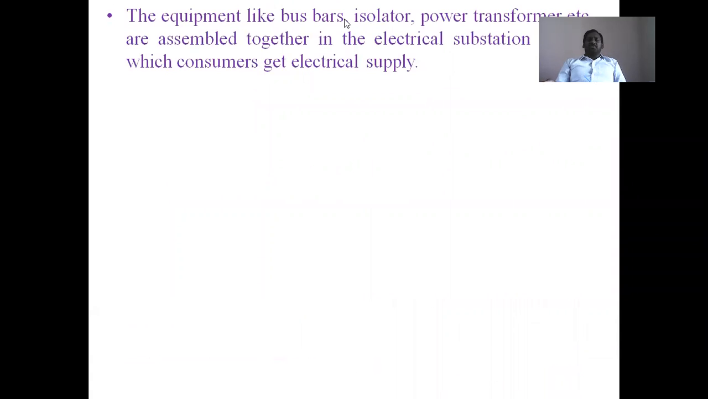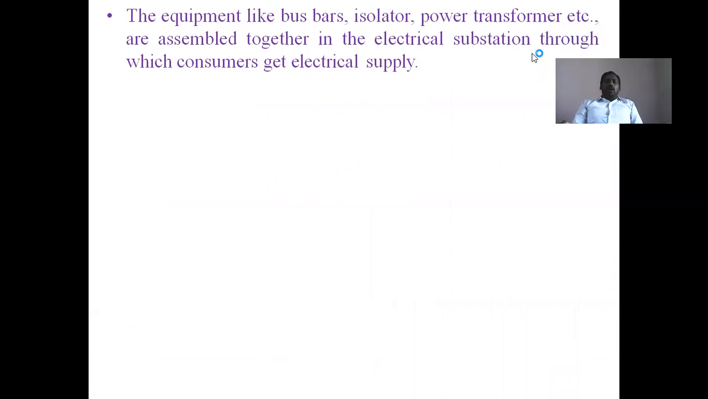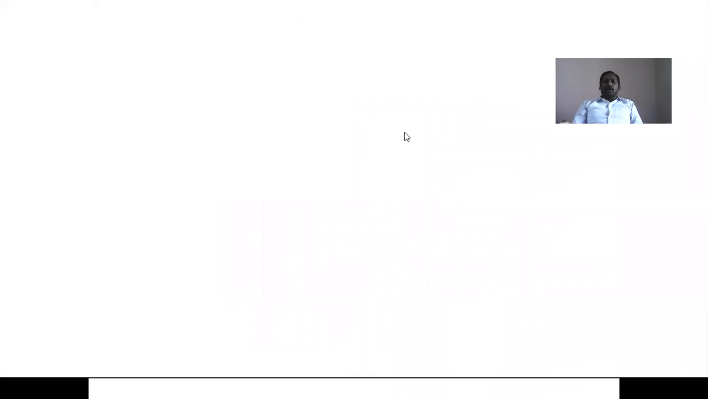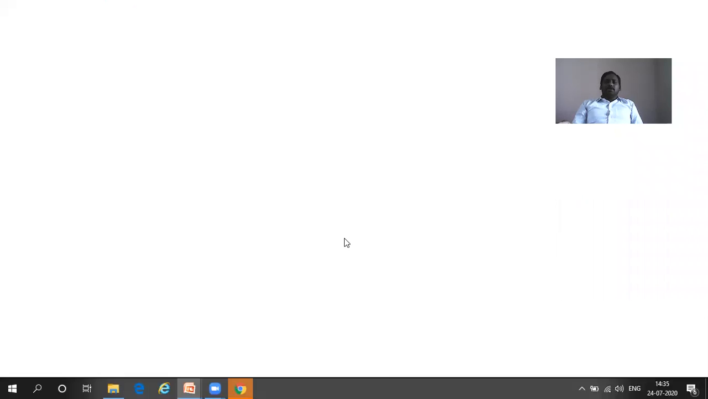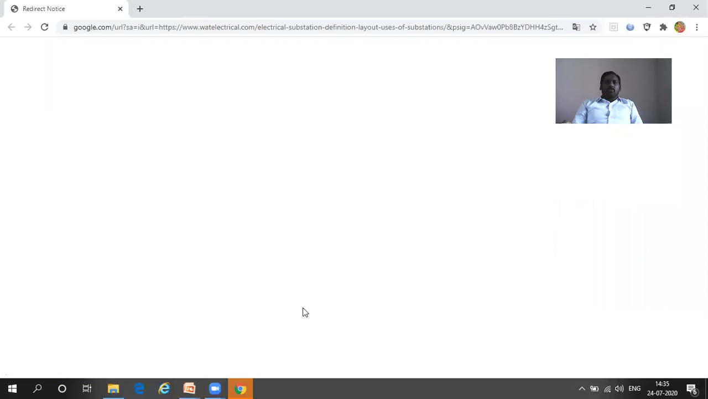Equipment like bus bar, isolator, power transformer, etc. are assembled together in an electrical substation through which consumers get electric power supply. So that is the main advantage of this. See here.